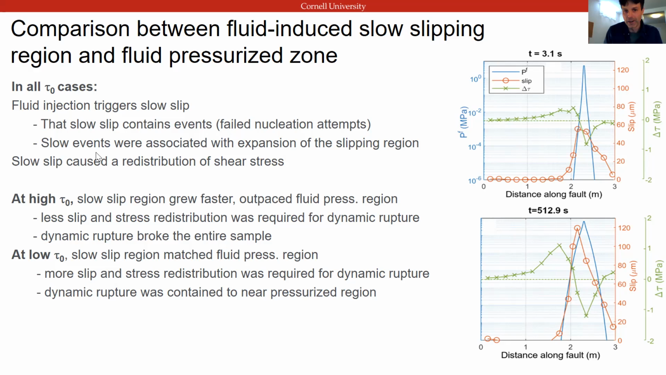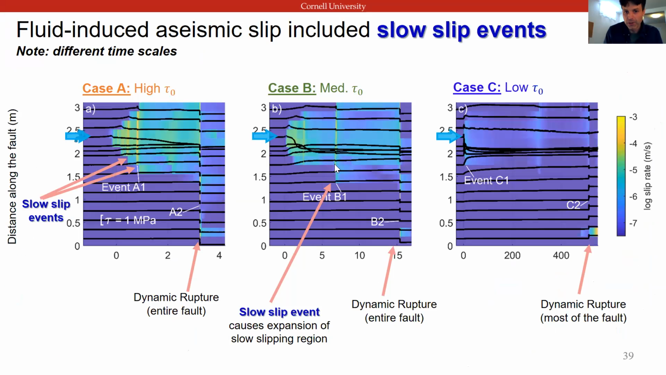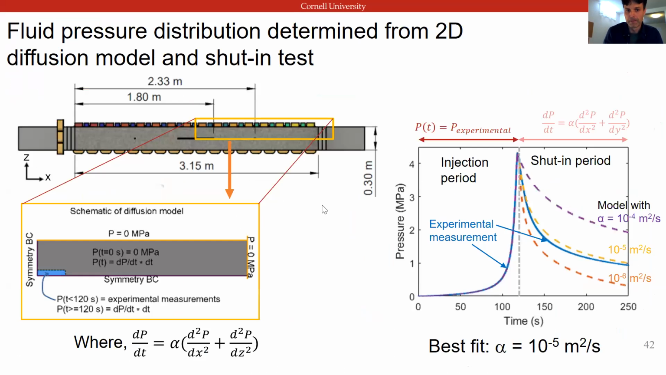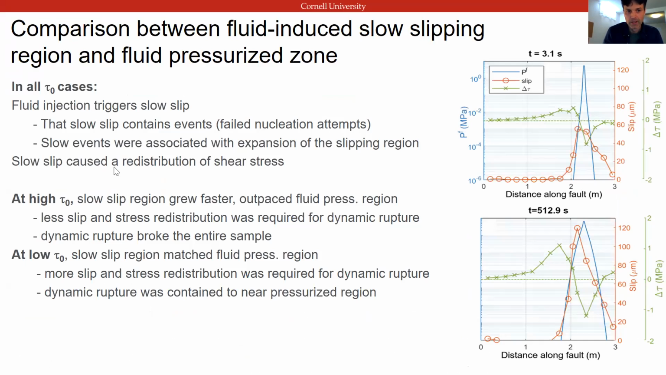Oh, and I forgot to mention, those slow slip events were sometimes associated with a pretty rapid expansion of the slow slipping region. So you had a region that was slow slipping, and then you had a slow slip event, a sudden acceleration, and all of a sudden the slow slipping region expanded beyond what it was before. And that slow slip causes a redistribution of shear stress, basically drops the shear stress in the part that's slipping and piles it up on the neighbors.